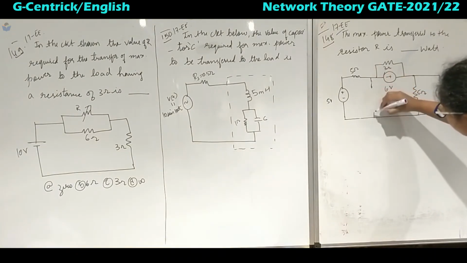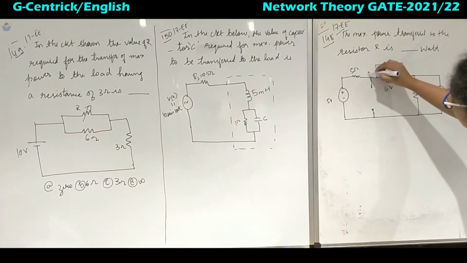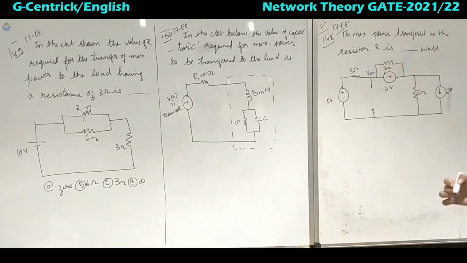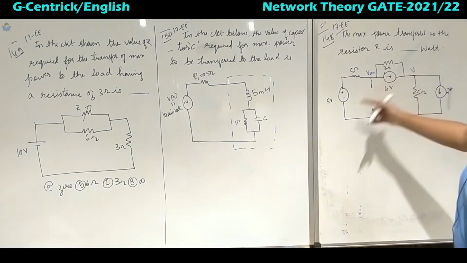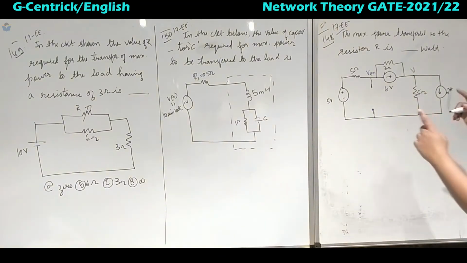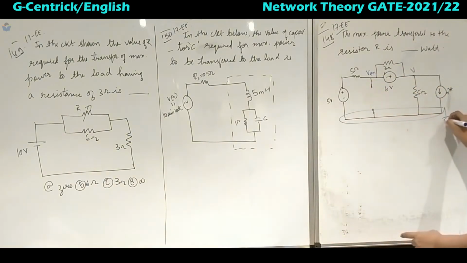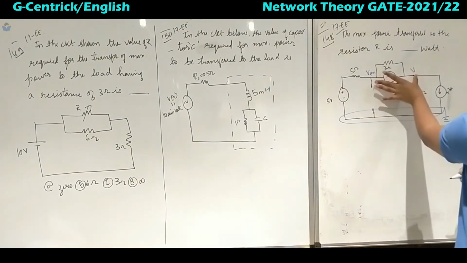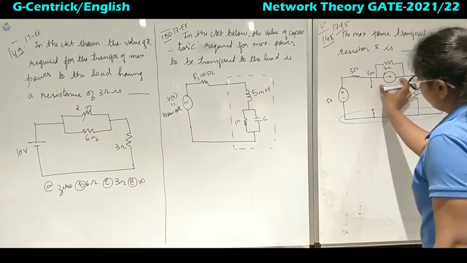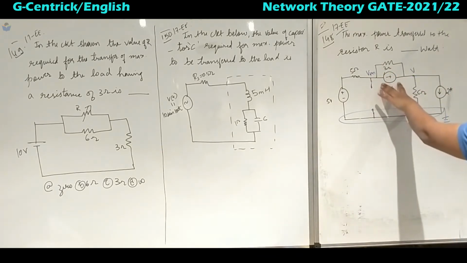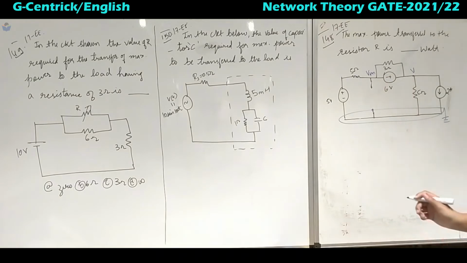So this is nothing but open now. So here only we have to find VTH, right? So this I will take as V. Alright, so now I can apply nodal analysis. If you observe this one, this is the reference node and these two are non-reference nodes, and between the two non-reference nodes there is a voltage. So whatever the voltage is there, it will be the supernode concept, right?